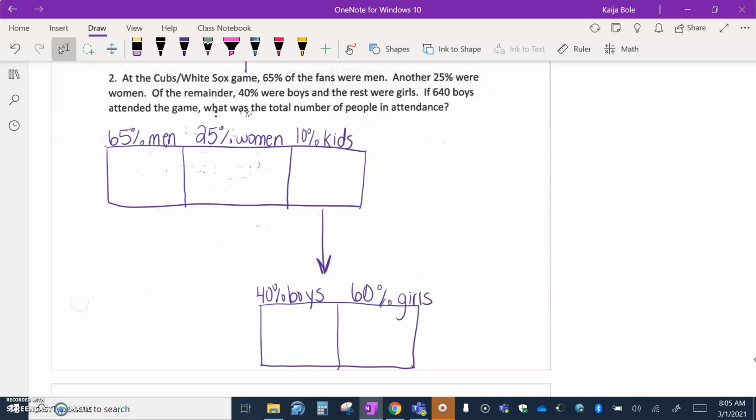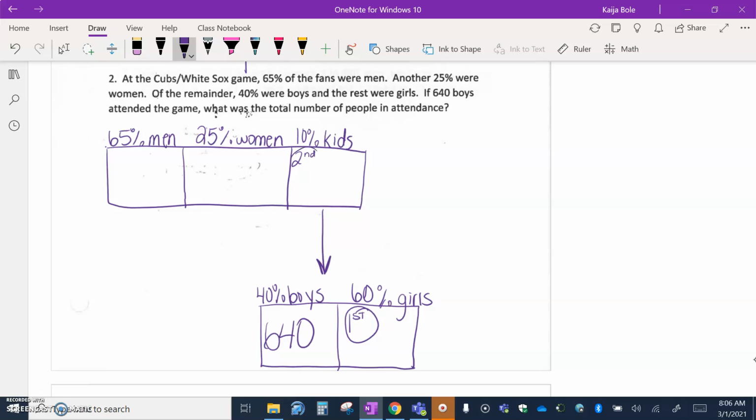Okay. And then the last thing they told us was that if 640 boys attended the game, so 640 goes in here, what was the total number of people in attendance? So my suggestion would be to do this first. Figure out the number of girls, so then you can do how many total kids. All right, and then you can use that to find the total people.